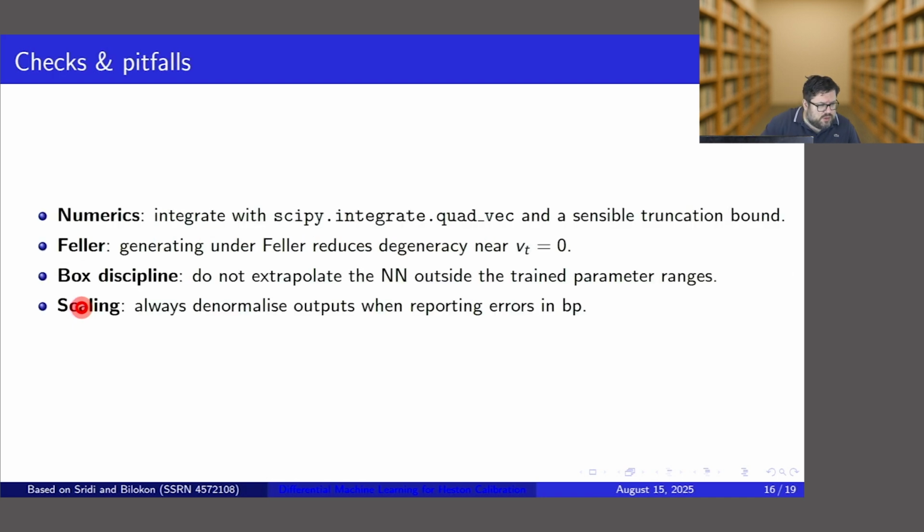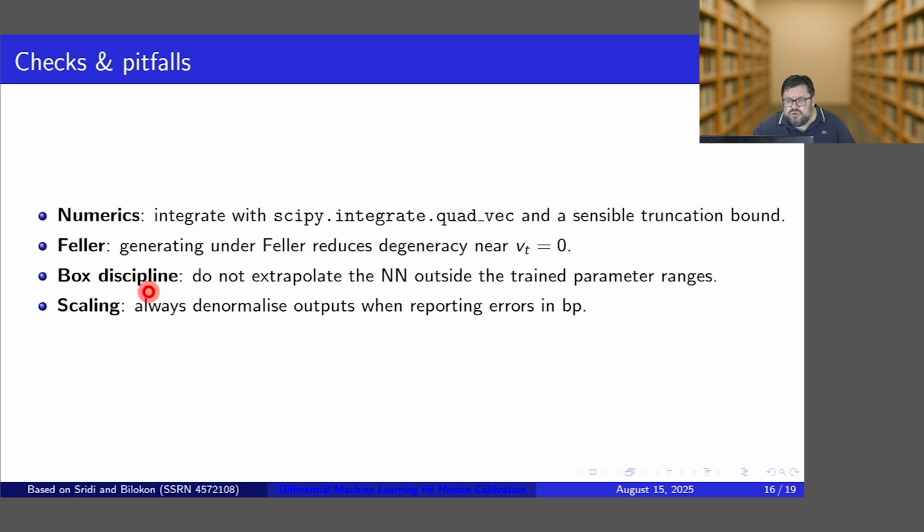So, some checks and pitfalls. Numerics: when you compute the semi-closed integrals, use SciPy integrate quad_vec with vectorization and sensible truncation bounds. Poor numeric truncation yields label noise, which kills gradient supervision. Feller: generate training data under the Feller condition to reduce degeneracy near V_T equals 0. If you sample aggressively without this check, you'll get pathological samples that hurt learning.